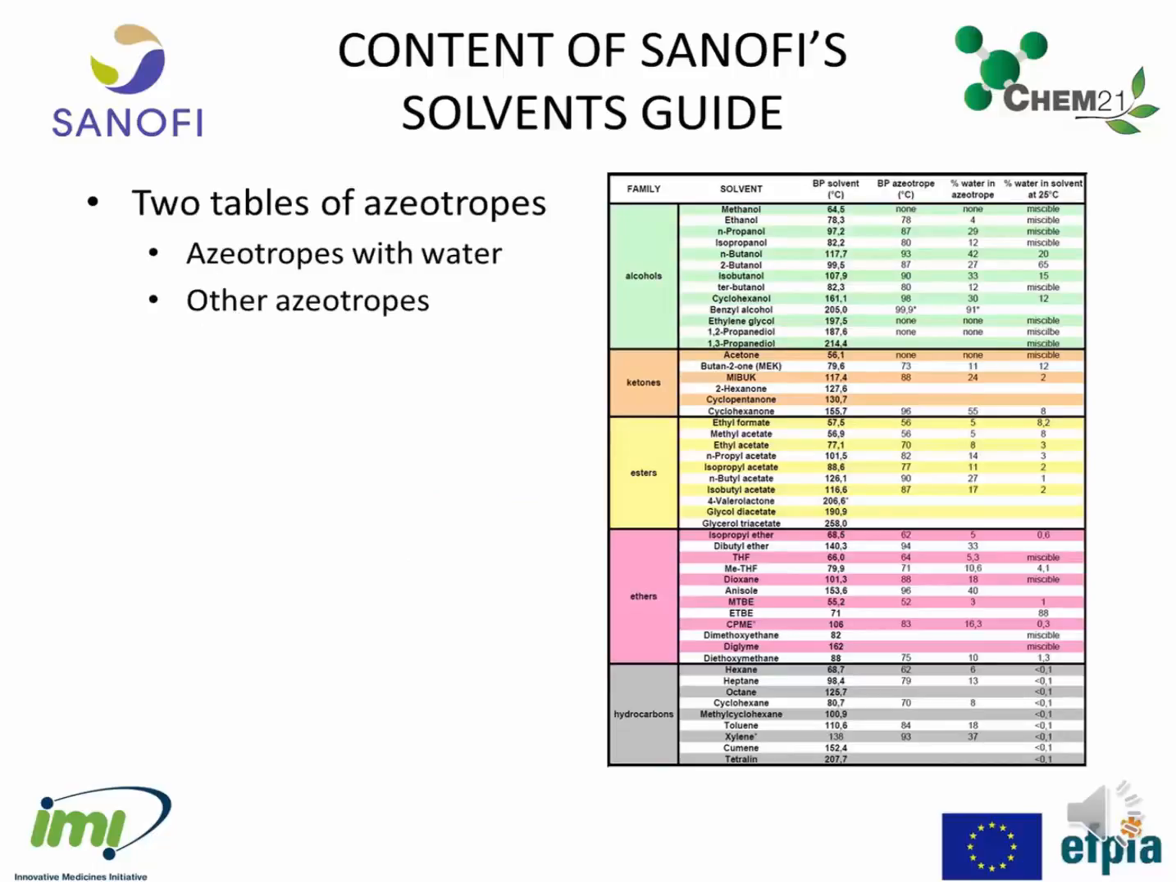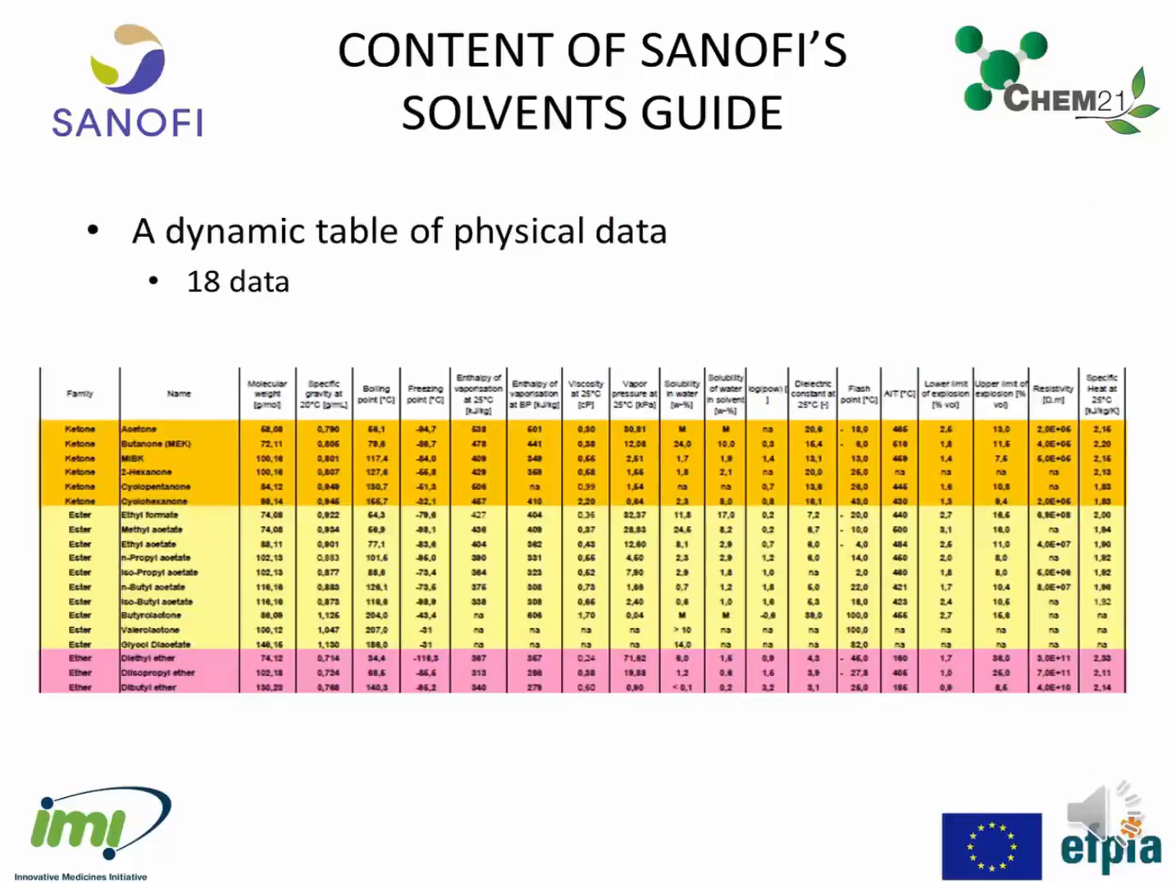The guide also includes two tables of azeotropes, which are not published either. One table, part of which is shown here, gives the azeotropes with water. The second table gives the azeotropes between solvents. It also contains a very useful table of physical data, which is on the laptop of process chemists. It gives 18 data on most solvents. For process safety, for instance, one has rapid access to the boiling point, the flash point, the resistivity, and the specific heat.